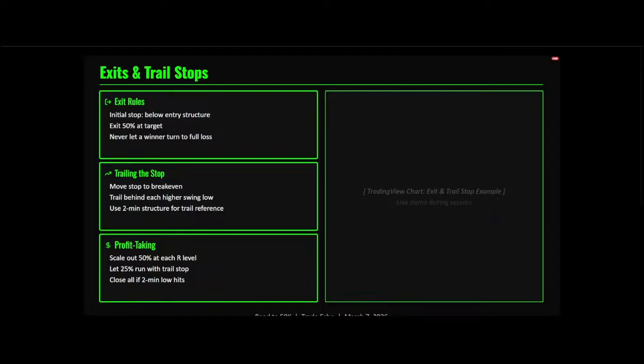Exits and trailing stops. So here are my exit rules. Your exit rules have to have an initial stop below the entry structure. I usually exit 50% of my position at the target, whether that be low of day, VWAP, or whichever it might be: Asia highs, Asia lows, depends. I never let a winner turn into a full loss, and I don't really like popcorn trades or a full donut trade. Donut trades are the worst, but popcorn trades are worse.